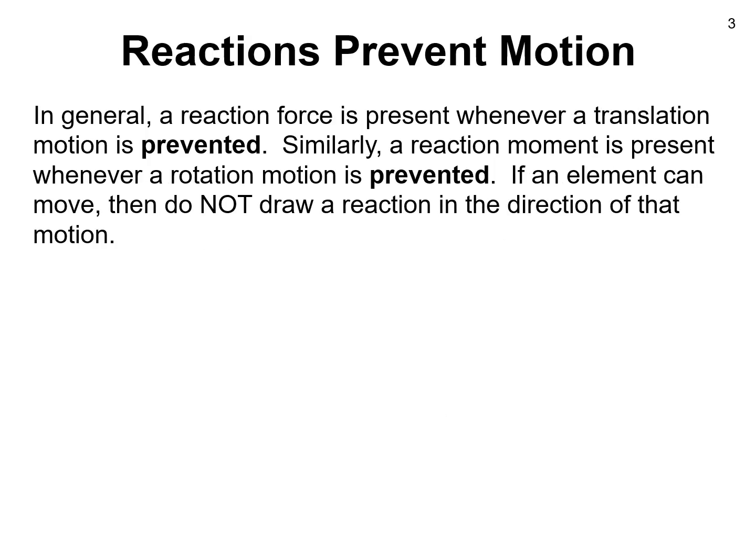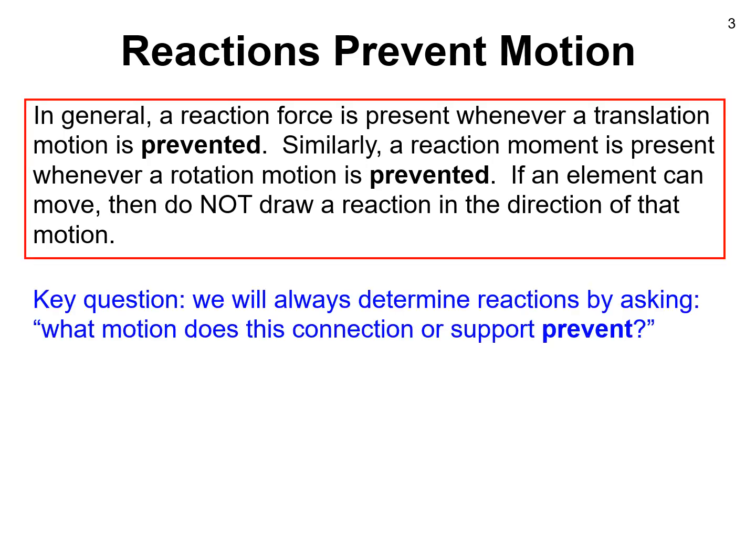The key I want to communicate here is that reactions prevent motion. In general, a reaction force is present whenever a translation motion is prevented. Similarly, a reaction moment or torque is present whenever a rotational motion is prevented. If an element can move, then do not draw a reaction in the direction of that motion. So the key question when you start drawing reactions will be, what motion does this connection or support prevent?